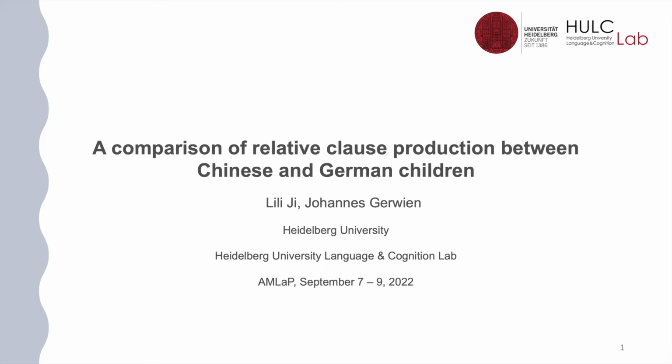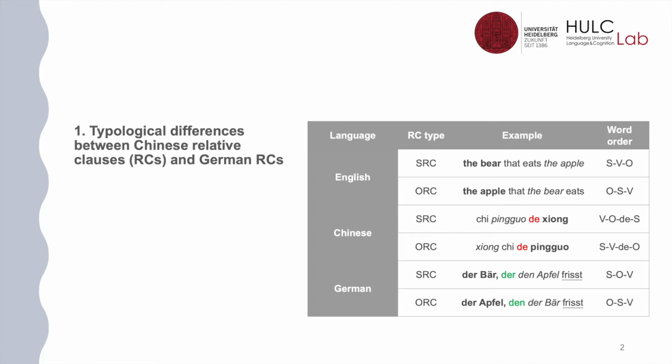Hello, today I will report the results of two production experiments, each of Chinese and German children. At first, I will introduce the typological differences between Chinese and German relative clauses, namely RC, and then I will move on to the previous studies on RC acquisition in Chinese and German. Finally, I will present the results of the current study.